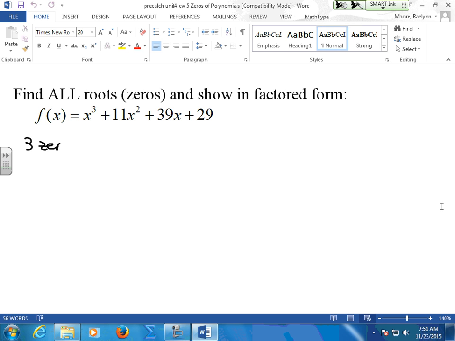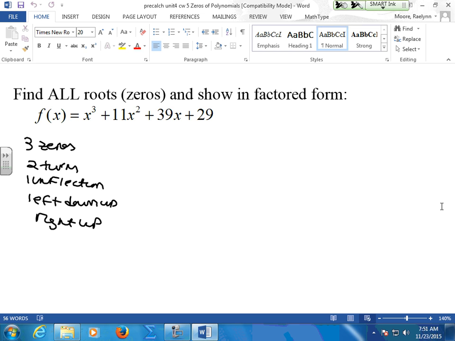Three zeros. How many turns? One inflection. Okay, what do your end behaviors do? Left down, right up. Always before you start, get a handle on it like this.